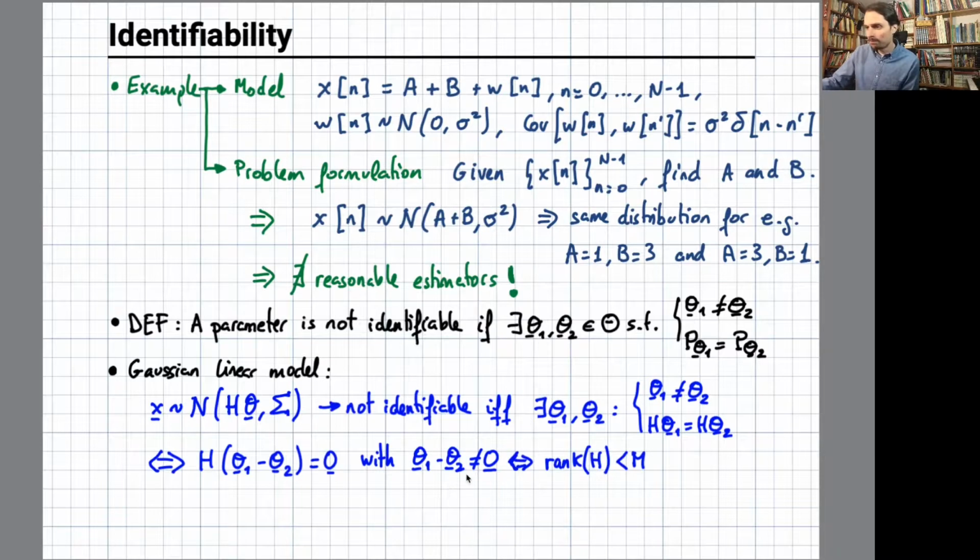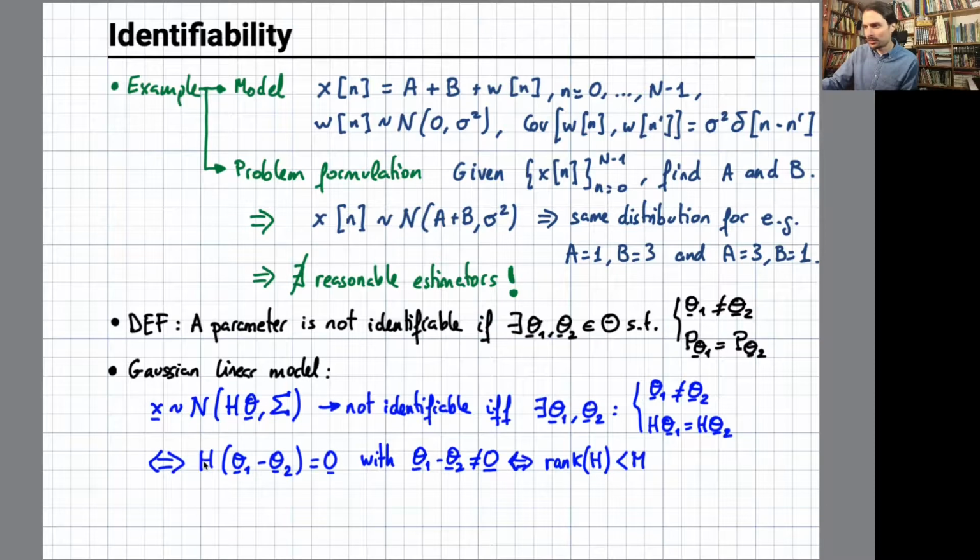So by just linear algebra facts, this happens if and only if this matrix H doesn't have full column rank. Remember that this matrix is n by m.